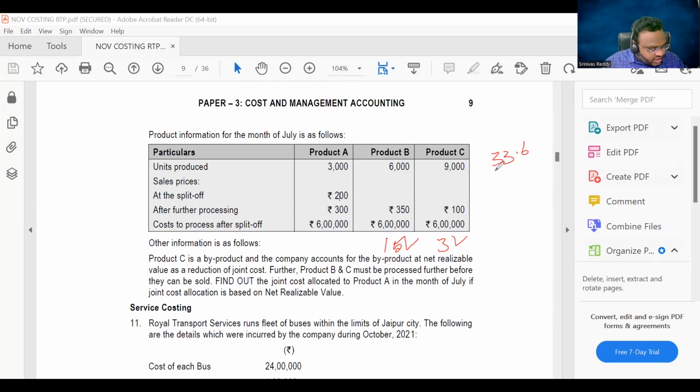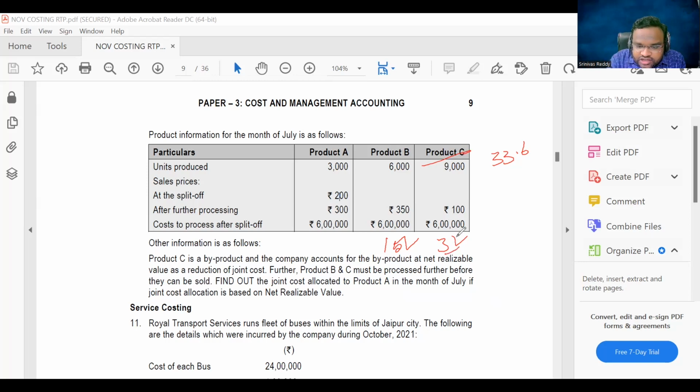So out of this 33 lakh 60,000, joint product cost is 33 lakh 60,000. So C is accounted as a part of reduction of joint cost. Joint cost to be allocated, right? Now how much will I allocate, sir? Out of the 33 lakh 60,000, what is the NRV? C is a byproduct and this is a reduction from the joint cost.